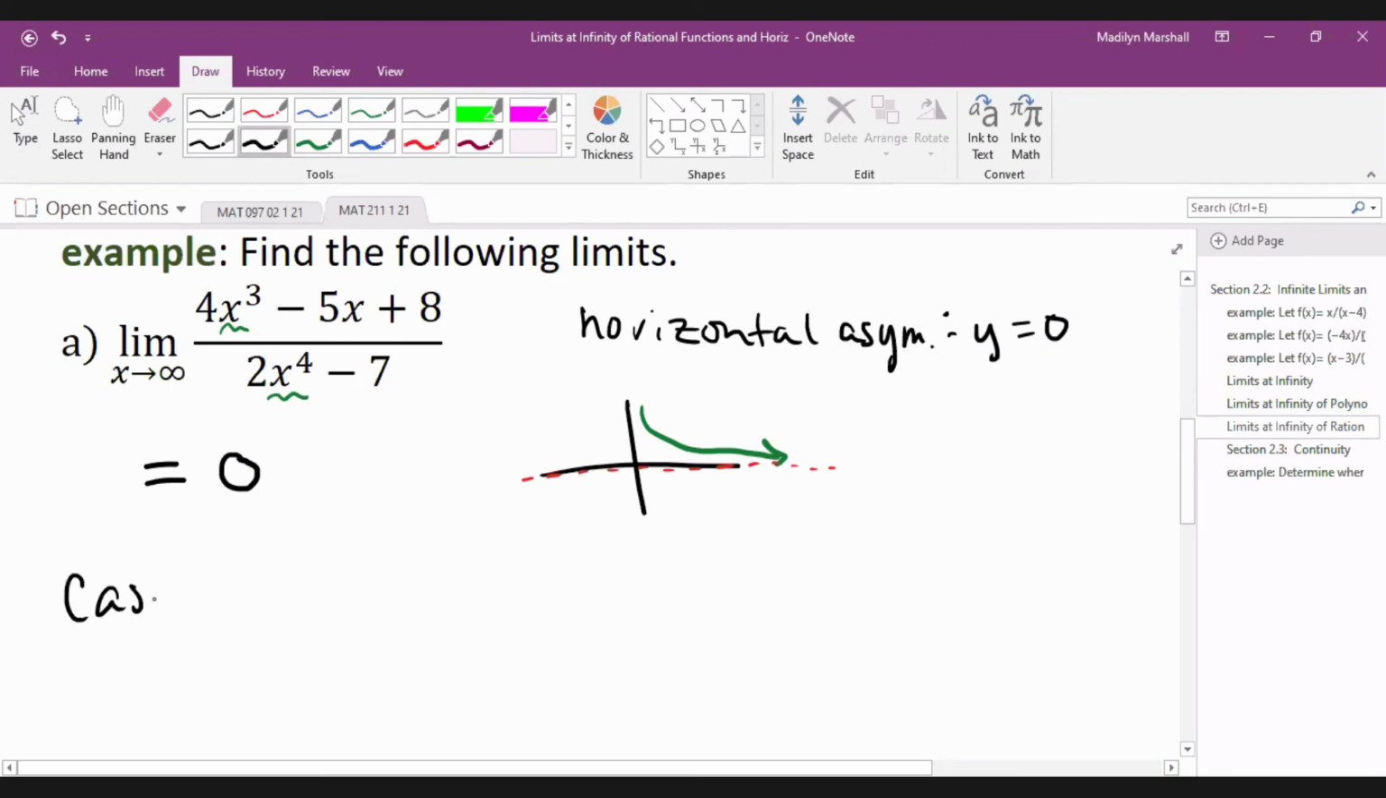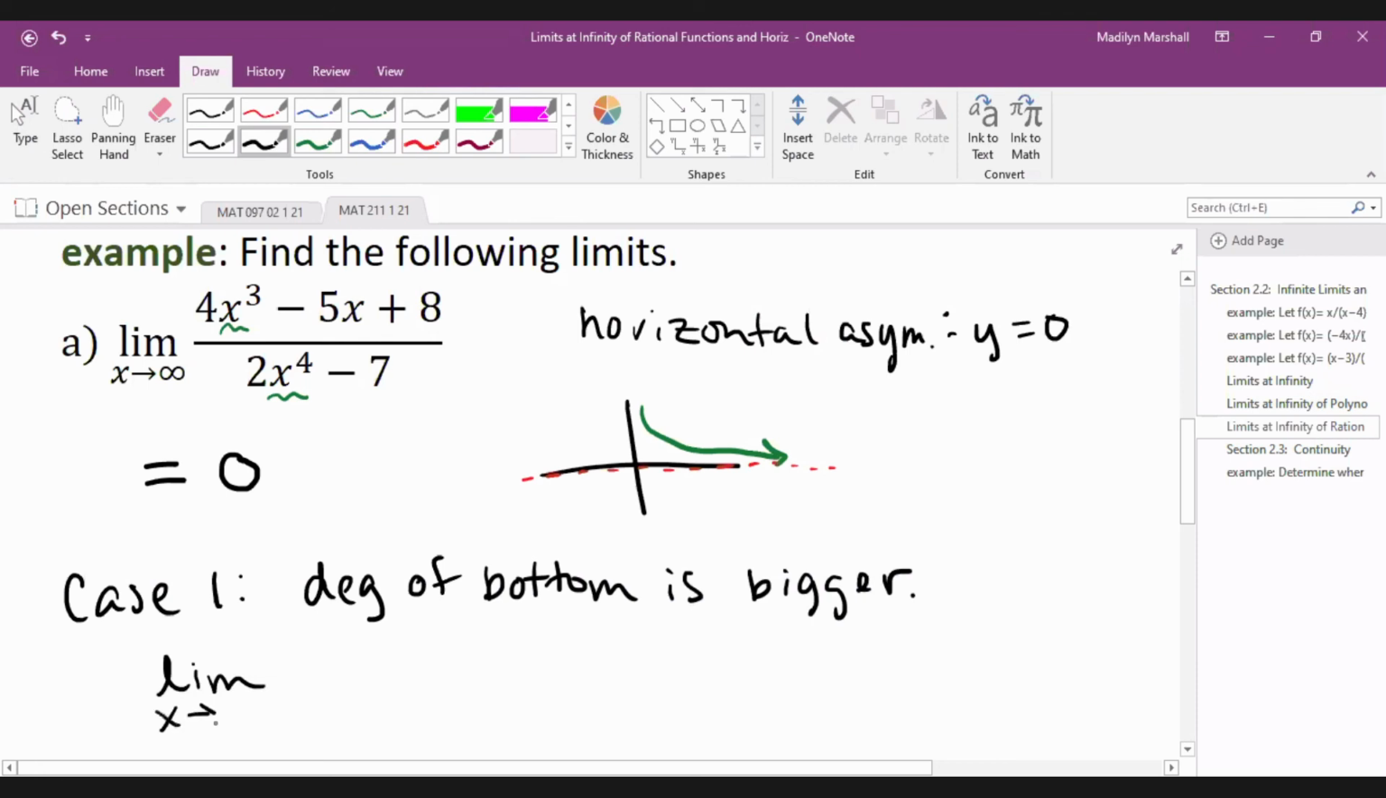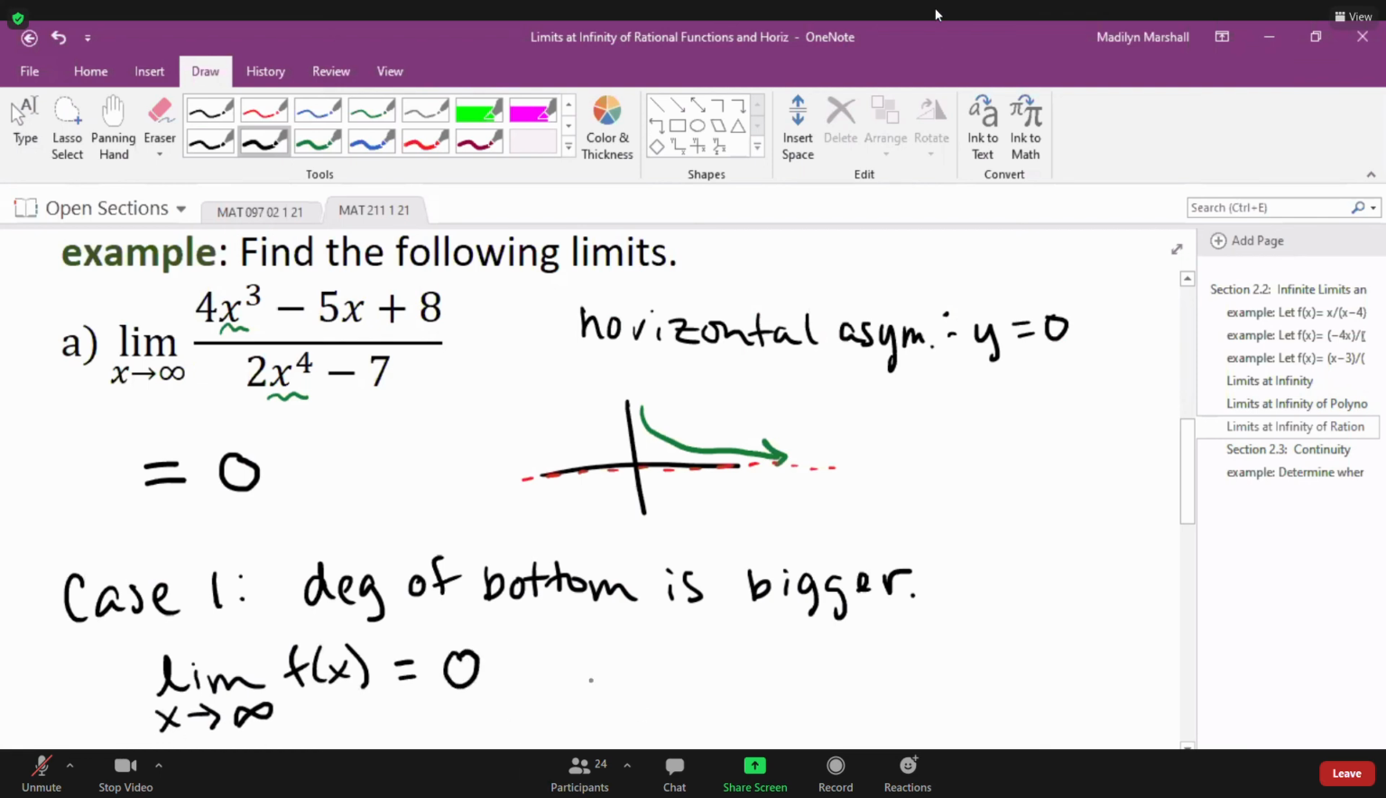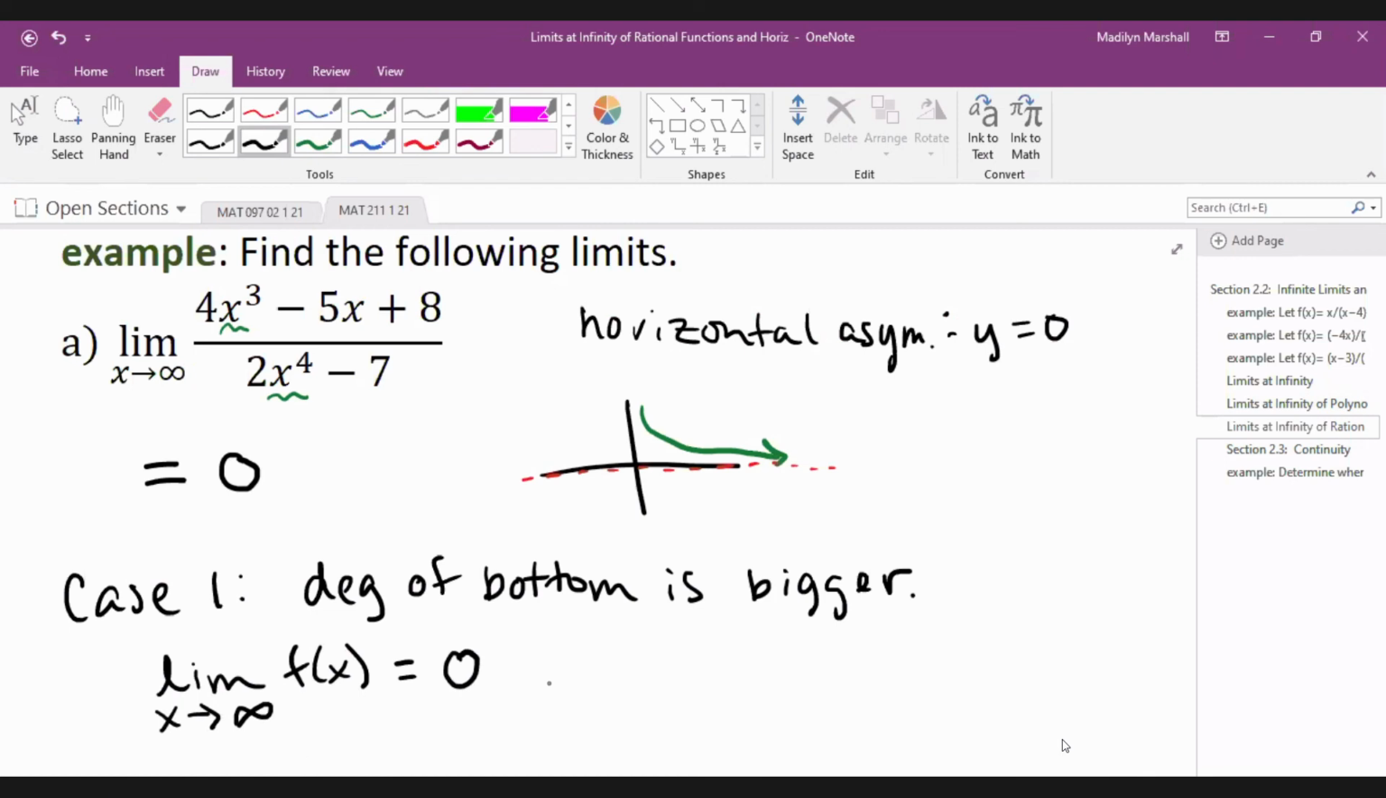So this is our first case. The degree of the bottom is bigger. This always means that the limit as x goes to infinity of our function is equal to 0, for the same reason that we have a horizontal asymptote at 0 in this case, because the bottom is bigger than the top. And it's actually true that the limit on the other side, if x is going to negative infinity, we still have 0.